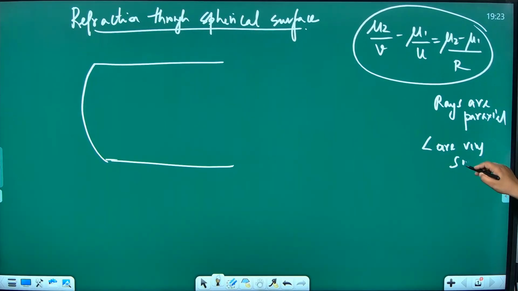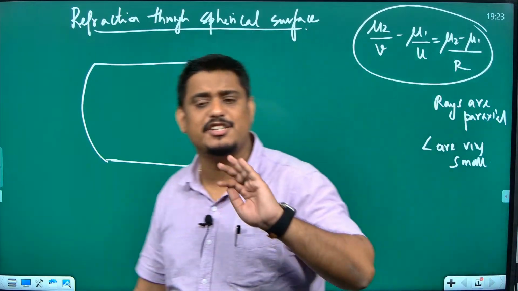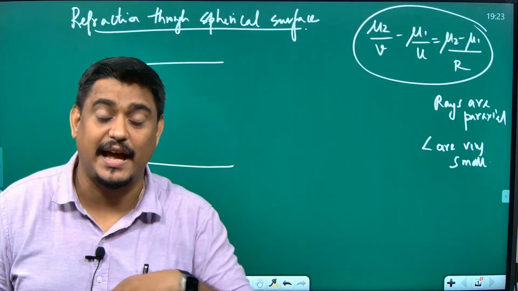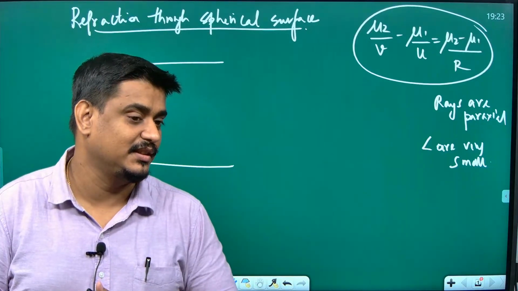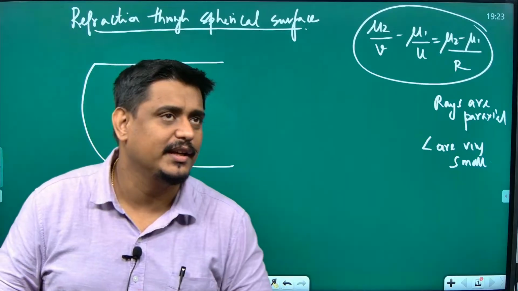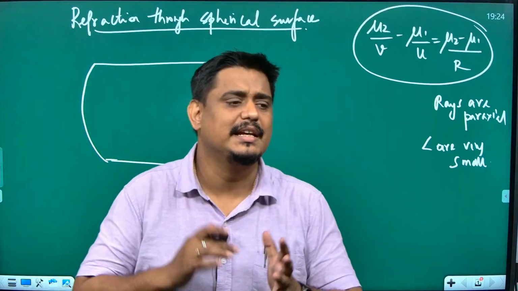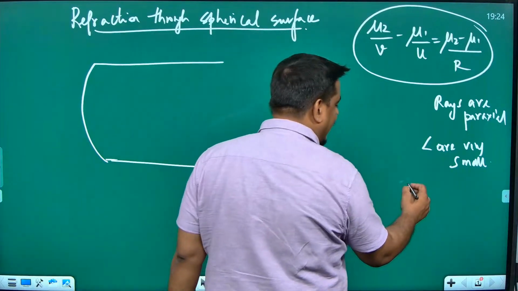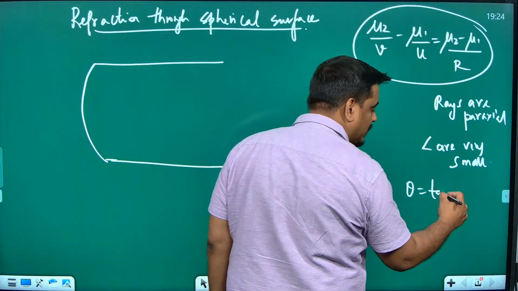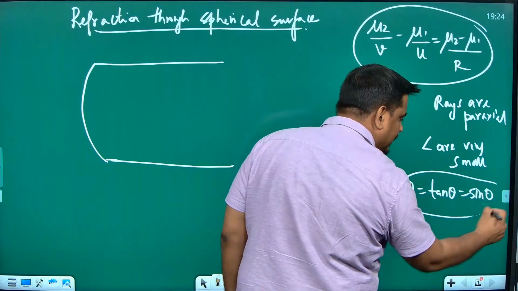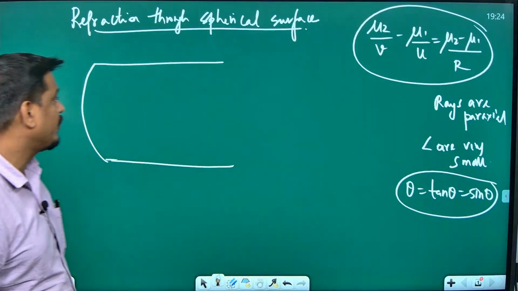Exactly. We can take sin theta as tan theta as theta. Whenever we want, we can change theta with tan theta, and I can change tan theta to sin theta as per my convenience. That is the benefit you get if you take angles as very small angles. For very small angles, theta is equal to tan theta is equal to sin theta. Always remember that, because in this derivation also we are going to use it.